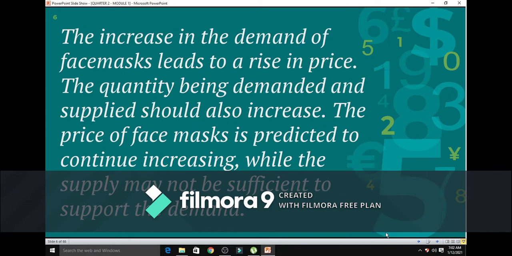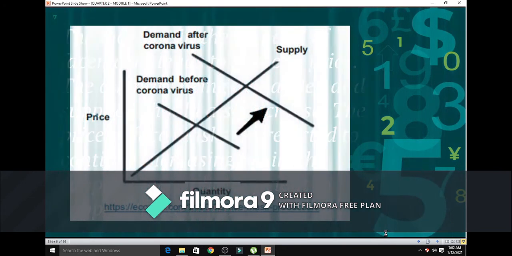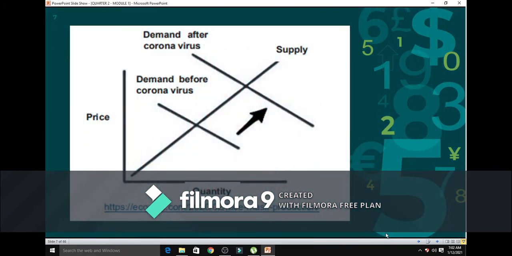So the increase in the demand of face masks leads to a rise in price. The quantity being demanded and supplied should also increase. The price of face masks is predicted to continue increasing, while supply may not be sufficient to support the demand. So kung makikita ninyo sa graph, nung wala pang coronavirus, ang price at quantity ay mababa pa lamang. Subalit nang dumating ang coronavirus, ano nangyari? Kailangan dumami ang supply dahil marami ang pangailangan. Kasabay nito, tumaas din yung presyo.